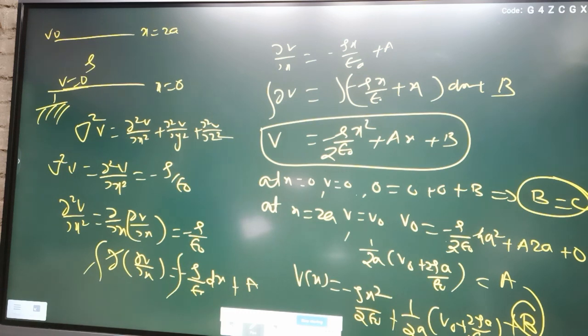Next, find out the electric field E of x. E of x is minus dV/dx. Minus, come on, find it out fast.